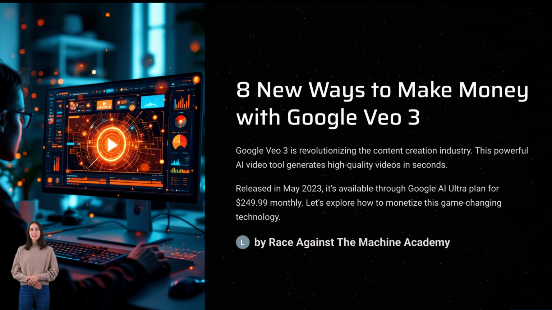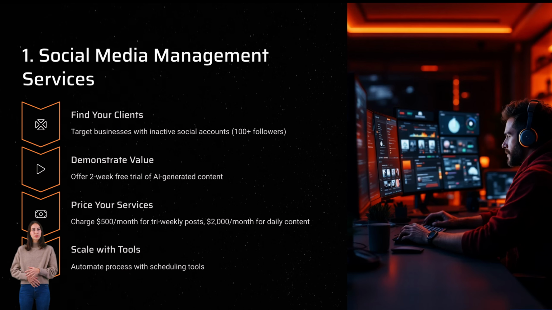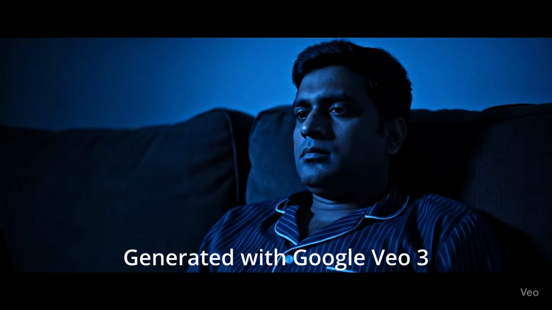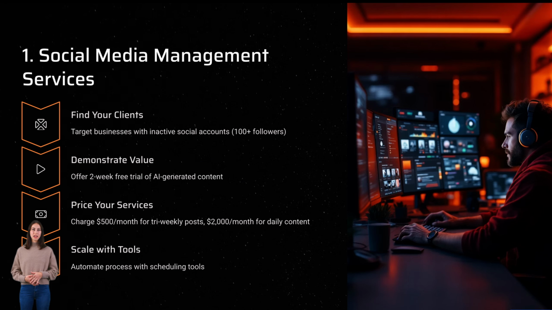Let's start with one of the easiest and most scalable ways to make money using Google Veo 3, offering social media management services. This strategy is ideal for freelancers, digital marketers, or even beginners who want to dive into content creation without complex tools. There are millions of small businesses struggling to maintain their online presence. They know they need to be on Instagram, TikTok, and YouTube, but they either don't have the time, the budget, or the creative skills to do it consistently. That's where you come in.